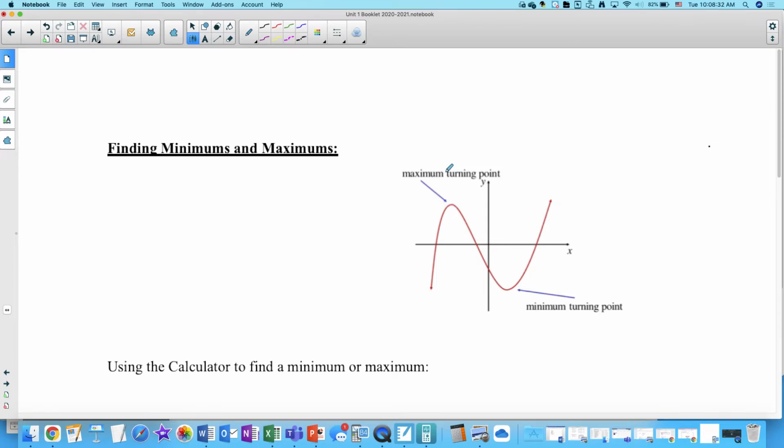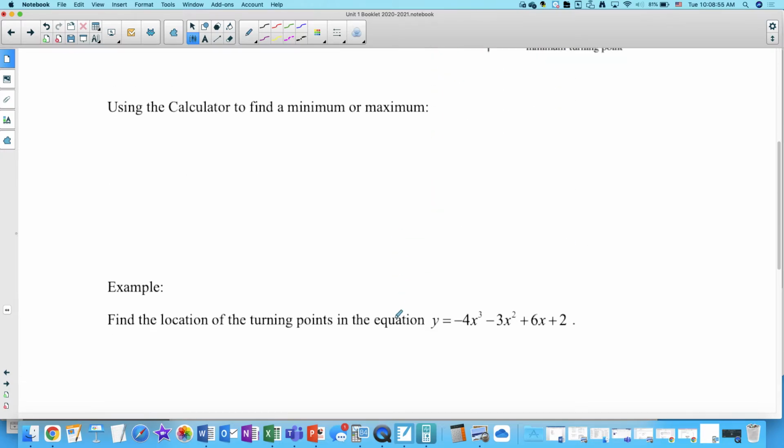Okay? They are also sometimes called turning points because this would be the point where the function turns, in this case, from increasing to decreasing, or over here from decreasing to increasing. Okay? How do we find them on a calculator? Well, we're going to use this example, negative 4x cubed minus 3x squared.